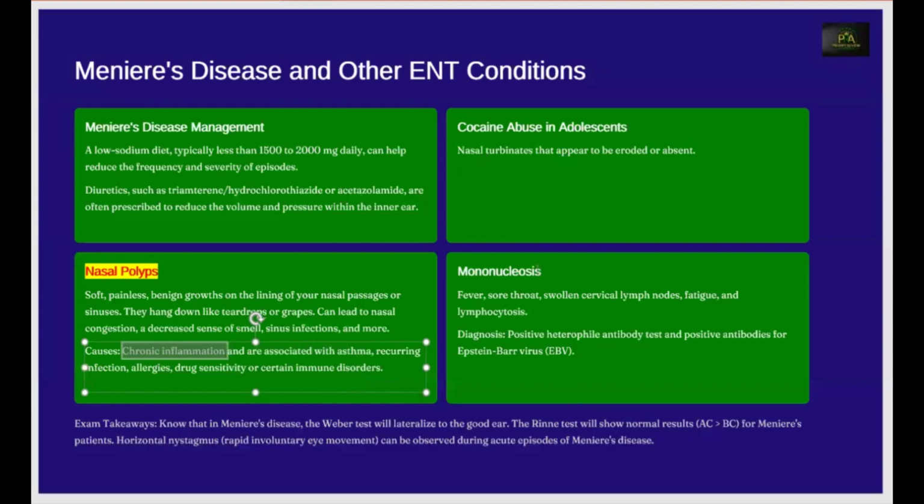Then we talked about mononucleosis, and I told you to use the mnemonic HEM. Everybody likes HEM. So what is HEM? H is heterophile antibody test. M is monospot. But let me tell you, monospot and heterophile antibody test mean the same thing. Either you call it heterophile antibody test or you call it monospot. Then E is the Epstein-Barr virus.